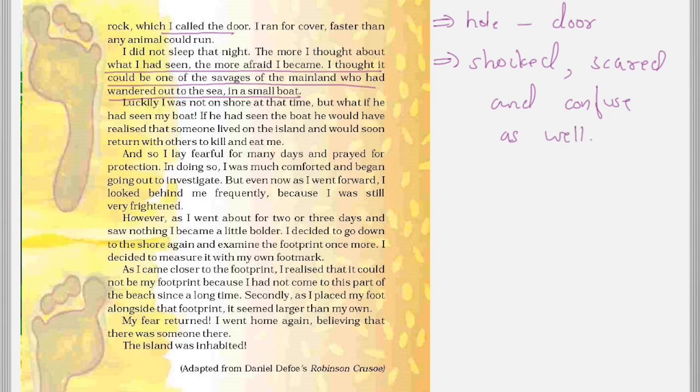So, luckily, I was not on shore at that time. But what if he had seen my boat? If he had seen the boat, he would have realized that someone lived on the island and would soon return with others to kill and eat me. So, he had different thoughts in his mind and he didn't know what to do now.